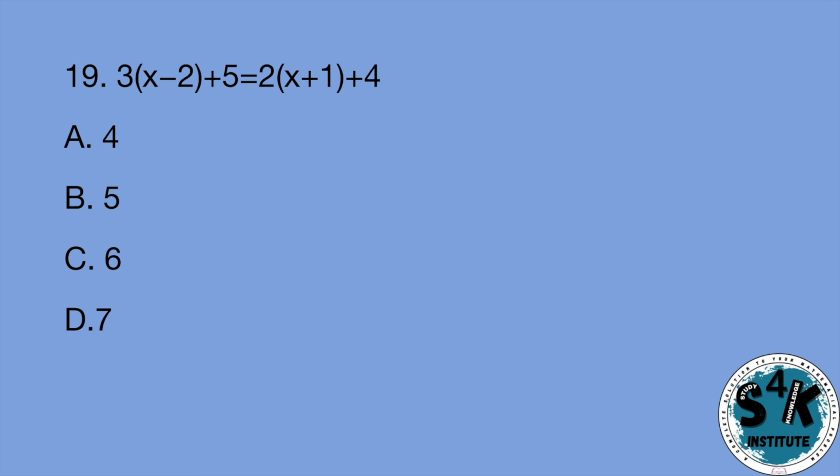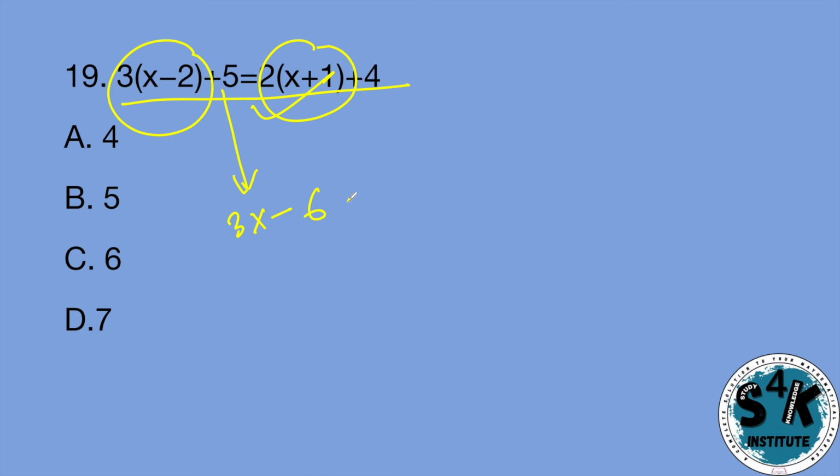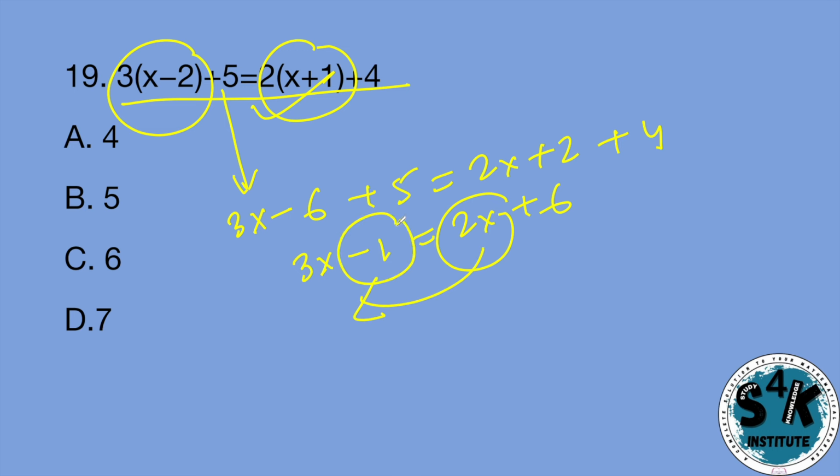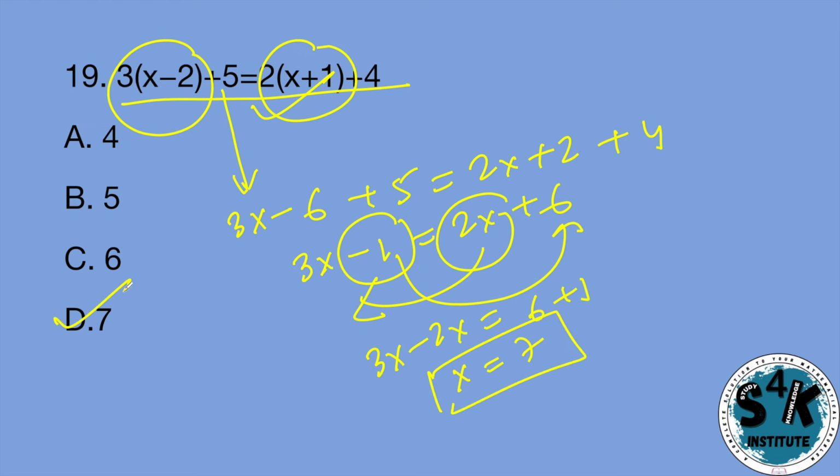Okay. Now we need to simplify this. So let's use the distributive property here and let's solve this. So 3x minus 6 plus 5 is equal to 2x plus 2 plus 4. Now we need to simplify this further. 3x minus 1 is equal to 2x plus 6. Now we transfer this number to this side, and this number to that side. So 3x minus 2x is equal to 6 plus 1. It becomes x is equal to 7. So your answer is 7.